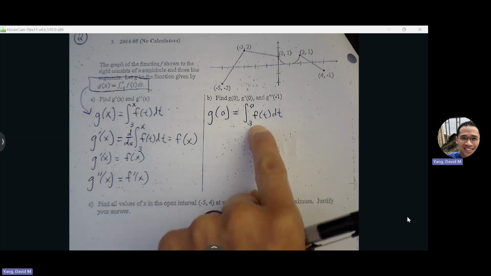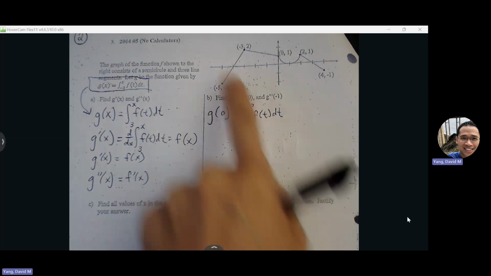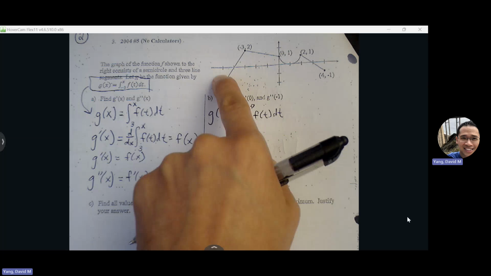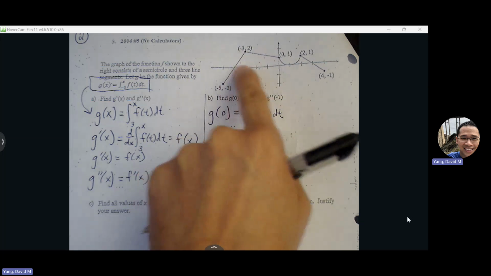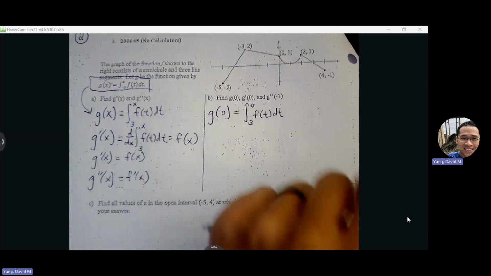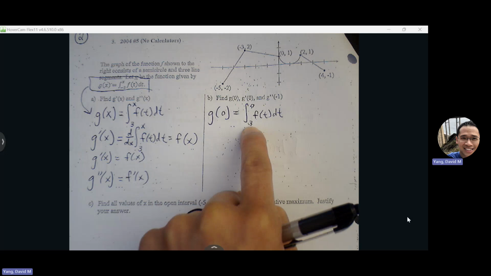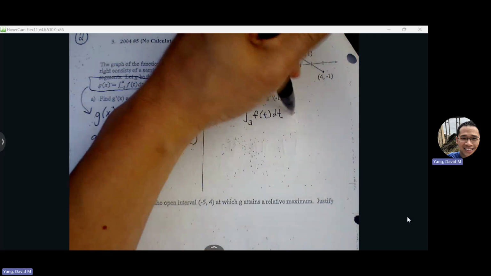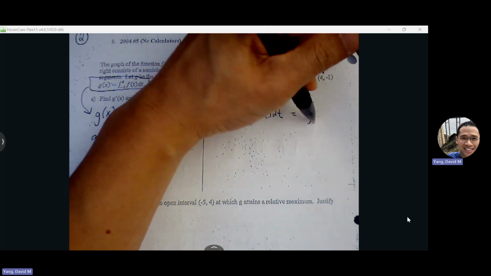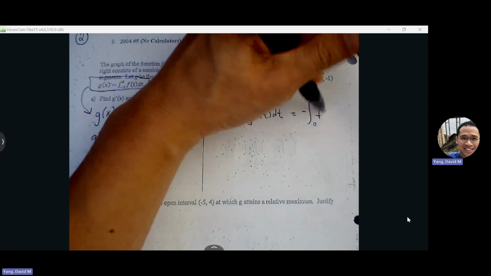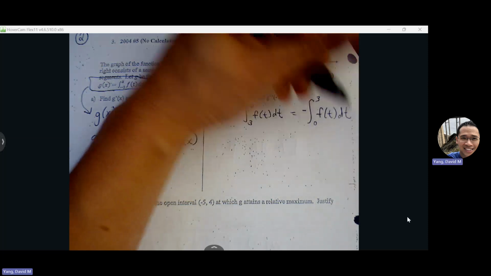Now, anytime you want to read the graph from left to right, so that below is negative and above is positive, and everything can feel a little bit more clear cut. So whenever you're trying to read the graph and the bounds are not in order, I think it benefits us to rewrite it in the order from left to right. So I'm going to rewrite this as negative integral from 0 to 3 of f of t dt.